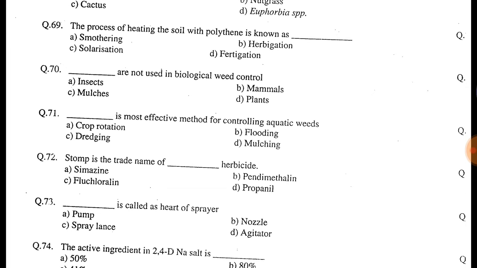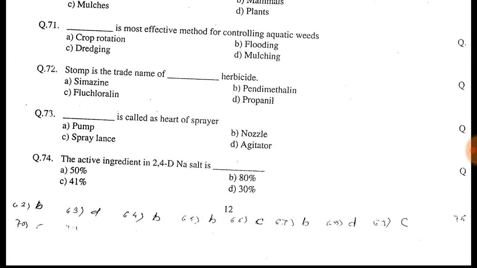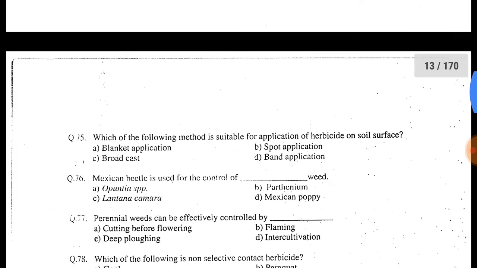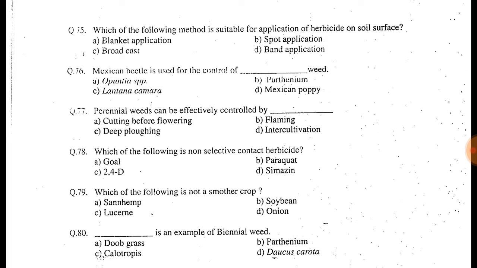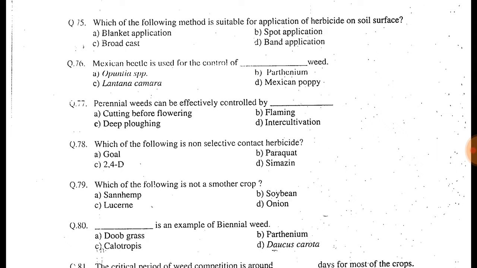69 number question. The process of heating the soil with polythene is known as solarization. Question number 70. Mulches are not used in biological weed control. Question number 71. Dredging is most effective method for controlling aquatic weed. Question number 72. Stomp is the trade name of pendimethalin herbicide. Question number 73. Nozzle is called as heart of a sprayer. Question number 74. The active ingredient of 2,4-D sodium salt is 80%. Question number 75. Which of the following method is suitable for application of herbicide on soil surface? Band application is good for soil surface.